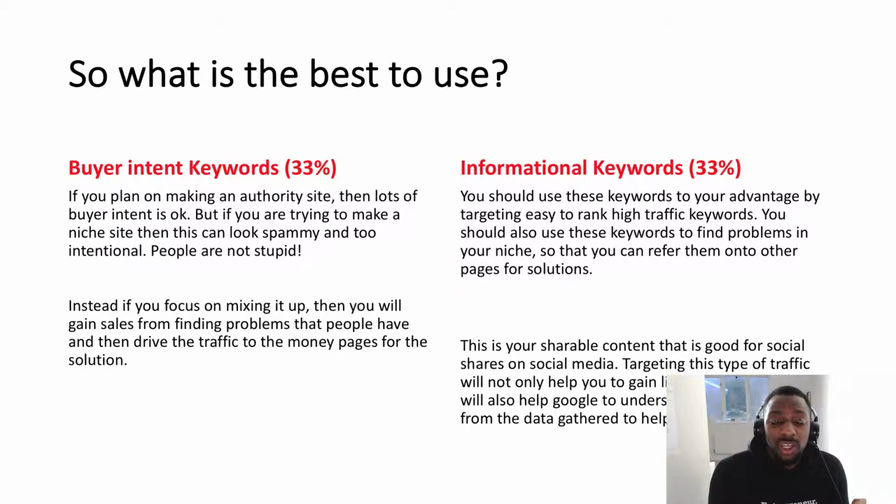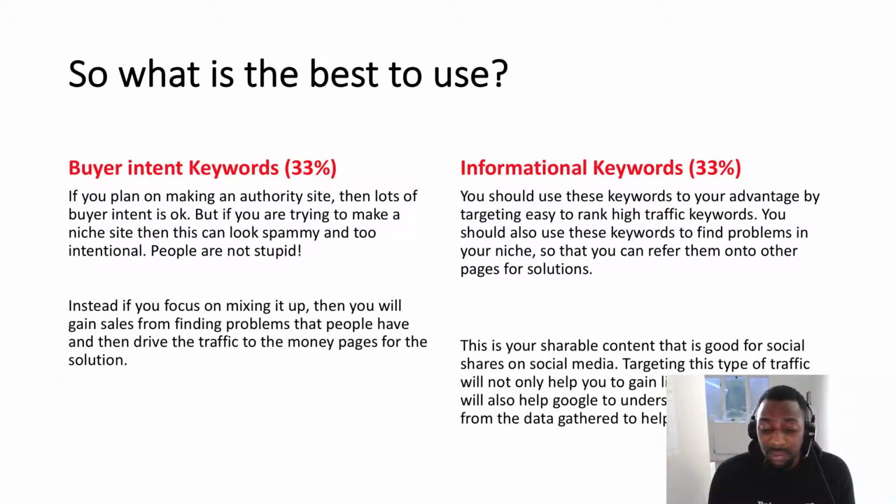So there's no actual sales push at that point, and then you put them in that buyer environment by actually finding the problem and then taking them into your sales environment where you present them with an offer to a product that can potentially solve that problem. Okay, and then 33%, I would say, you should use these keywords of informational. Yeah, so to take advantage by targeting easy to rank high traffic keywords, which you can do with informational keywords, and you should use these keywords to find problems in your niche so that you can refer them onto the money pages, as I just explained.